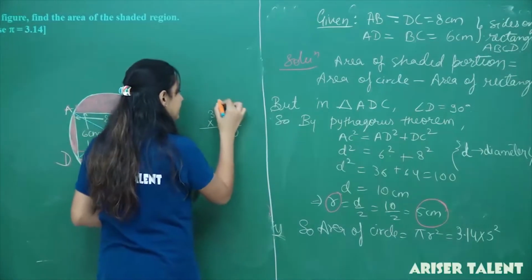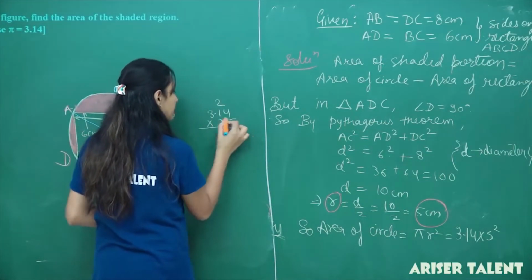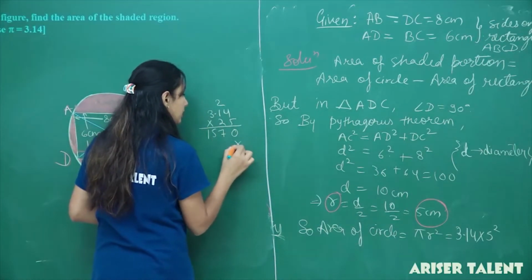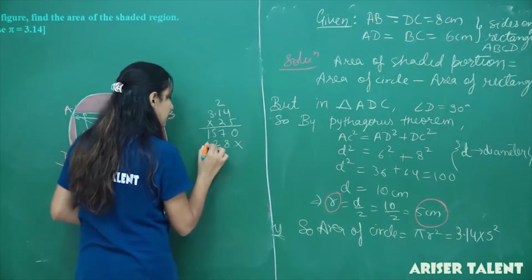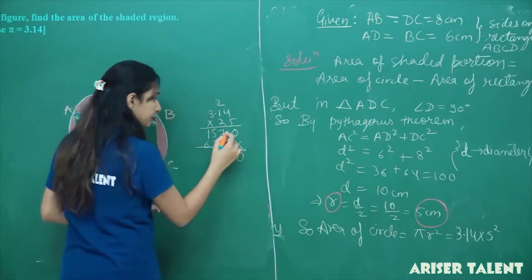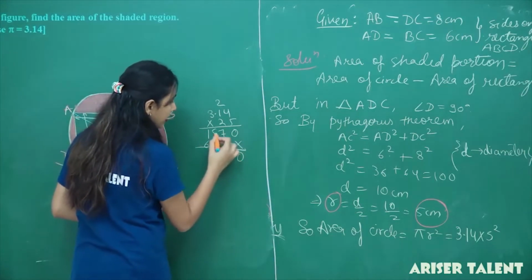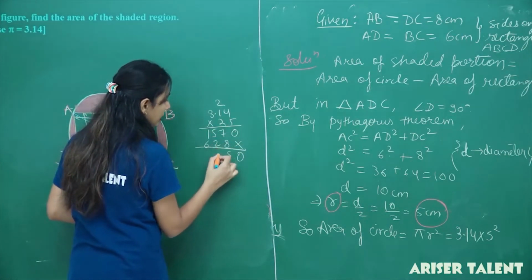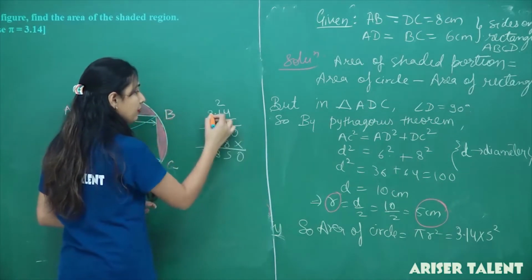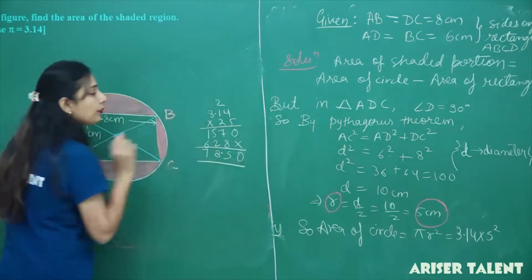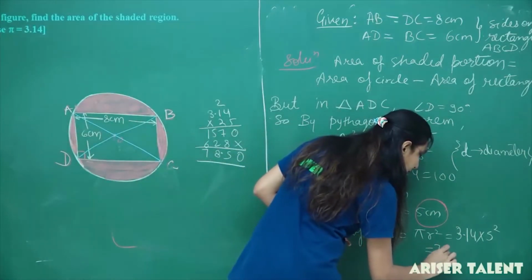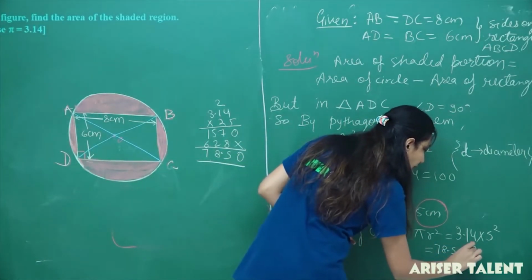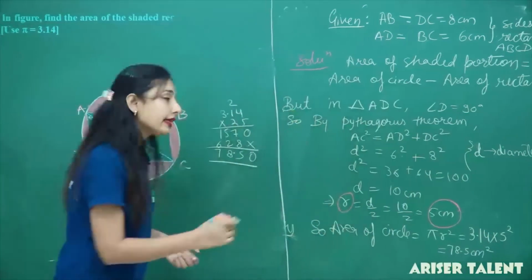Multiplying that out, that will be 78.5. So this is 78.5 centimeter square. This is the area of circle.